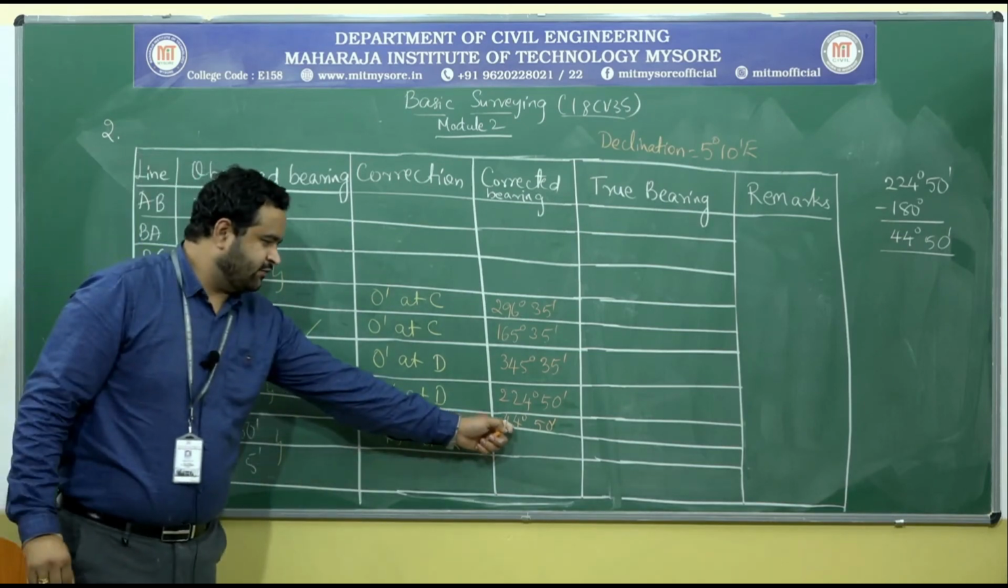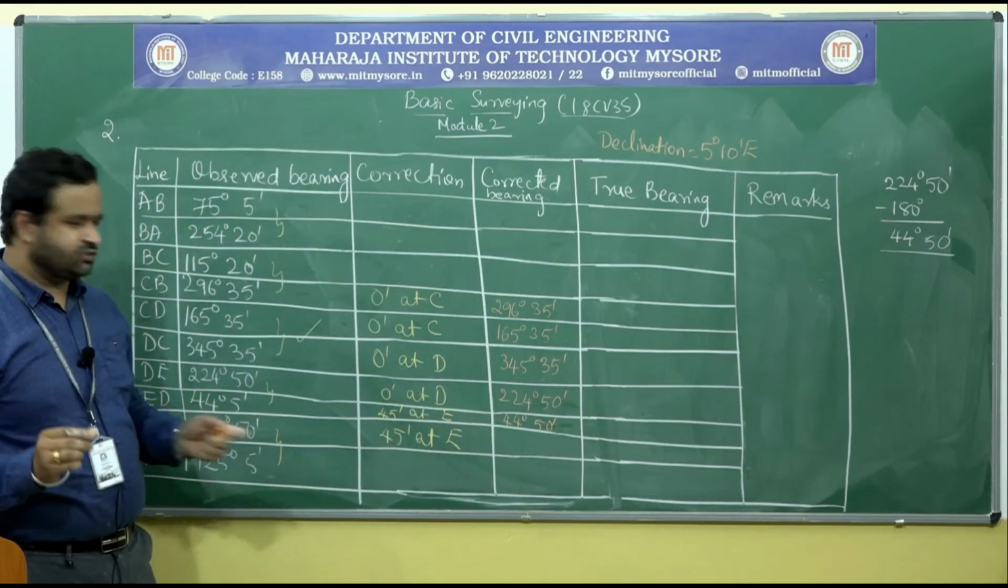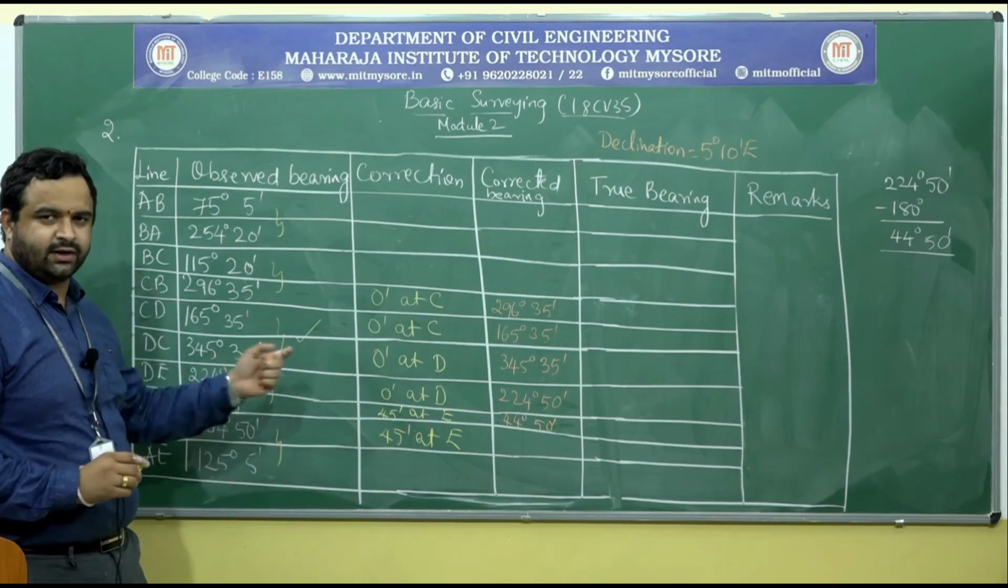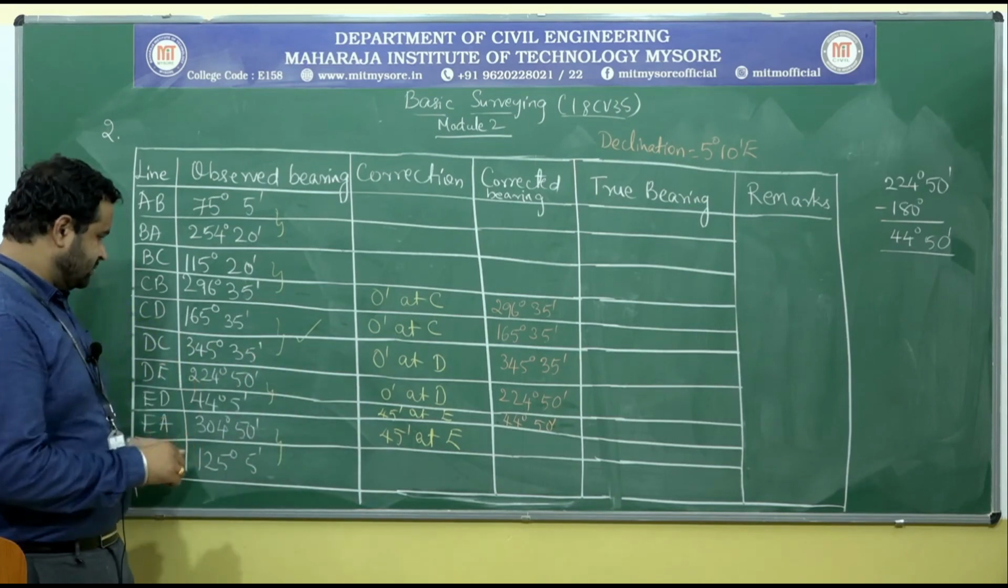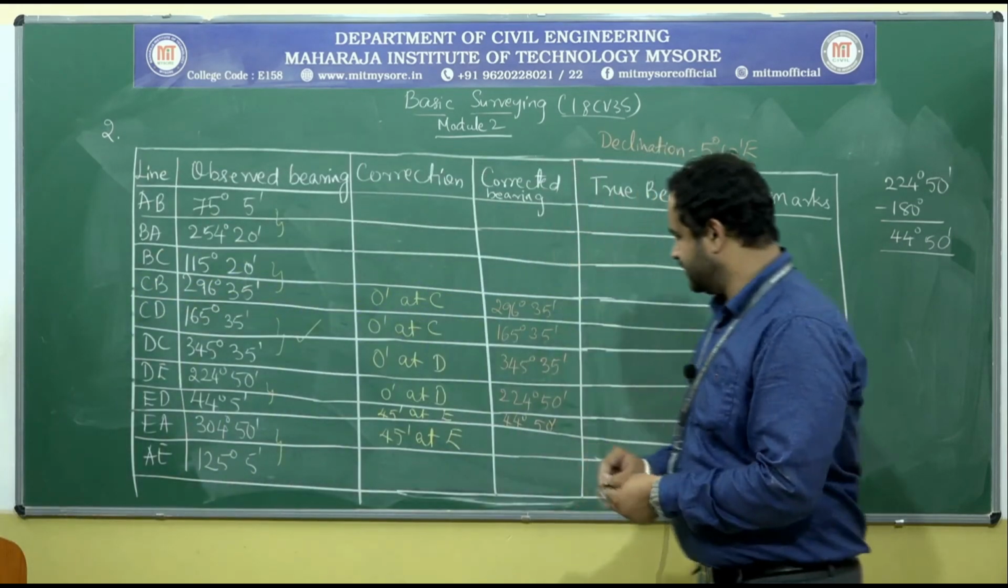So you take 44 degree 50 minutes minus 44 degree 5 minutes, whatever value is obtained you should enter as it is. If it is positive, write positive, if it is negative, write negative. Next, after applying correction at E, what should be the corrected bearing here?